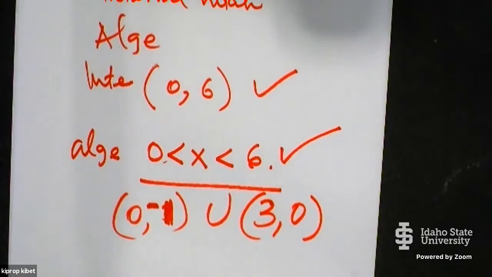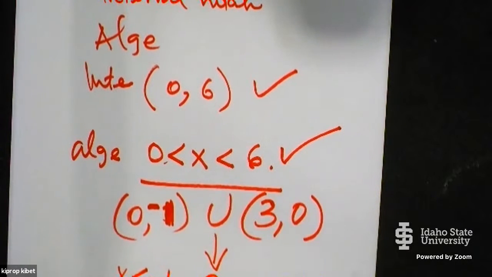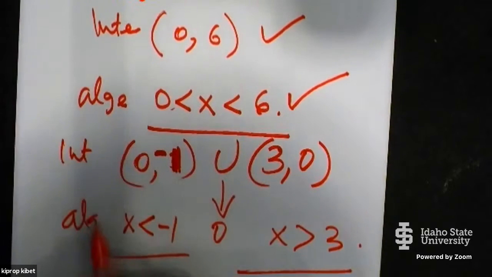So how will you write the algebraic notation of that? So to write the algebraic notation of this, this is basically OR. So it can be what? It can be x less than -1, or x greater than 3 for the algebraic notation. So interval notation and algebraic notation.